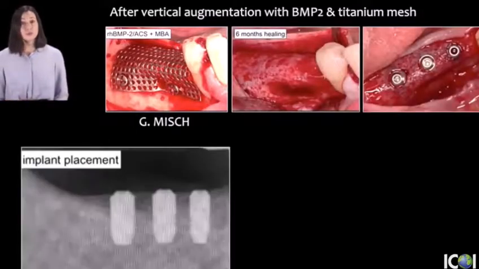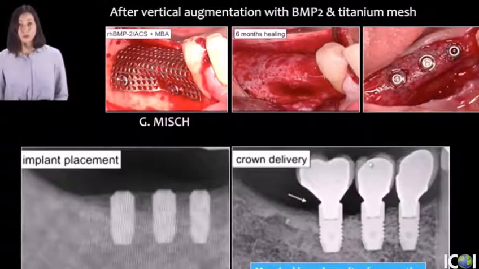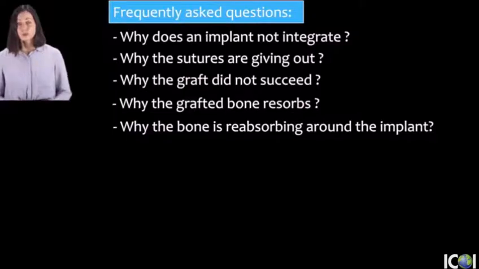Even if you use BMP2 in a graft, you cannot maintain the bone every time. So we ask ourselves, why do my implants not integrate? Why are my sutures giving out? Why did my graft not succeed? Why does it resorb?